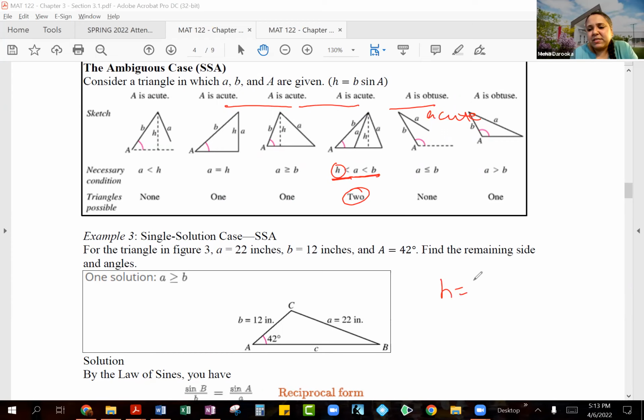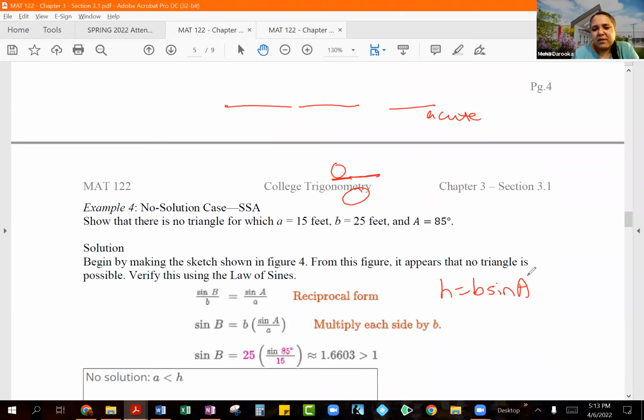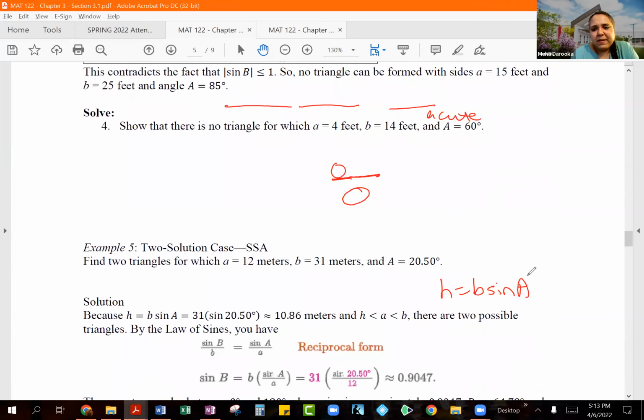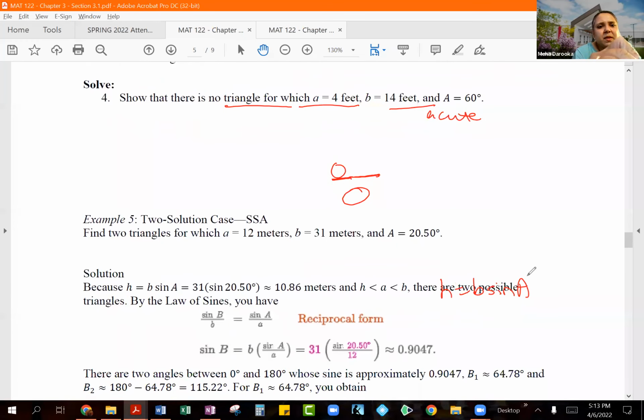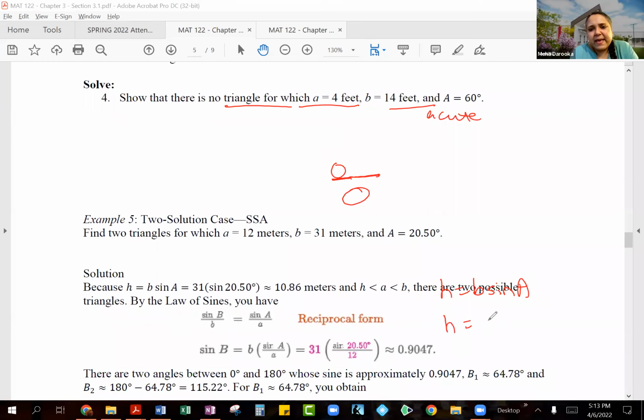So again, your H is B times sine of A. If you wanted to verify that very quickly, that means we would end up doing H is side B, which is 14 feet, times sine of 60 degrees. So 14 times sine of 60 ends up giving us approximately 12.124.